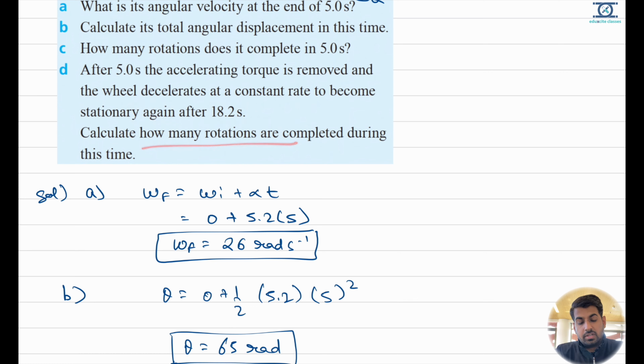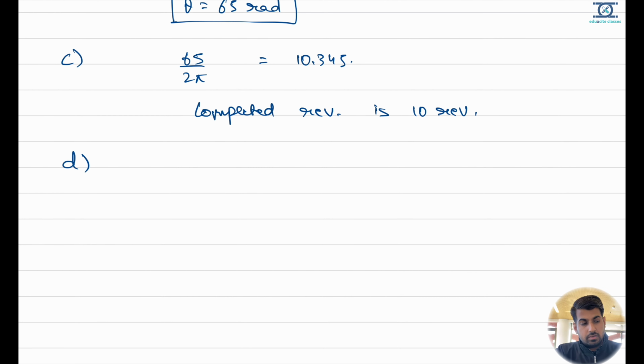Calculate how many rotations are completed during this time. So again, for this particular time, we have to find out the total angle swept and then we will divide it by 2 pi. So now we can again use the direct equation of theta is (omega_i plus omega_f)/2 times t, because we know both the angular velocities and time t.